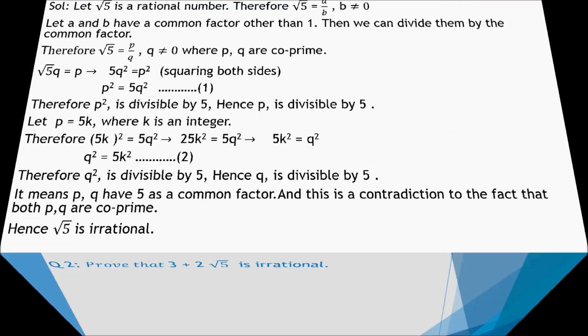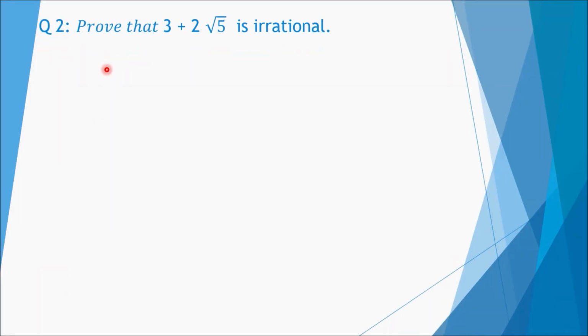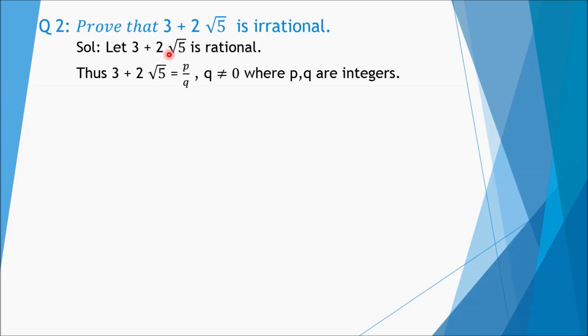Now move on to the next question. Second question is, prove that 3 plus 2 square root of 5 is irrational. So again we will apply the same principle of contradiction here. We will let that 3 plus 2 square root of 5 is rational. So if it is rational, we can take it as equal to p by q by definition. So 3 plus 2 square root of 5 is equal to p by q, where q is not equal to 0 and where p and q are both integers.